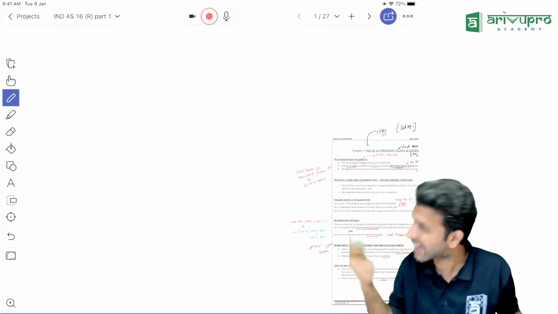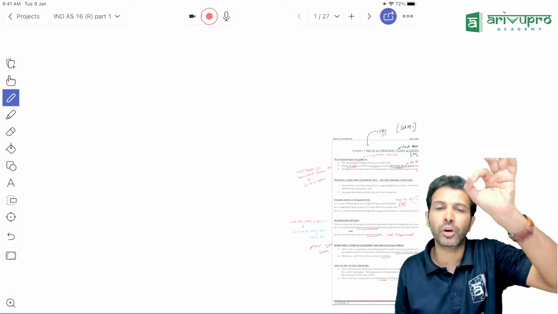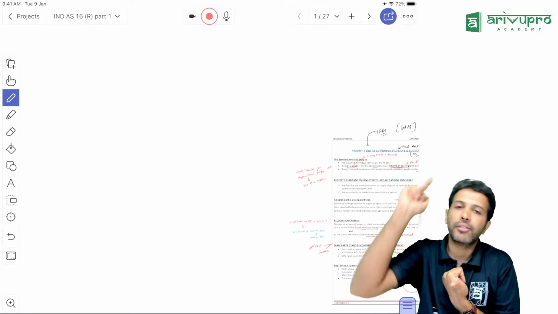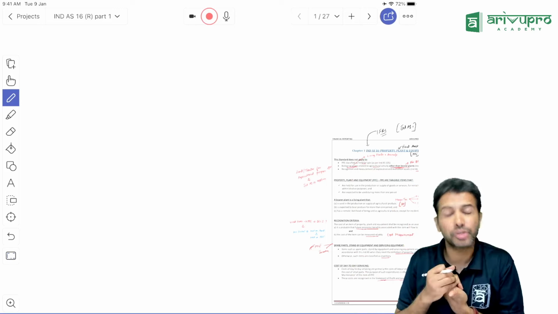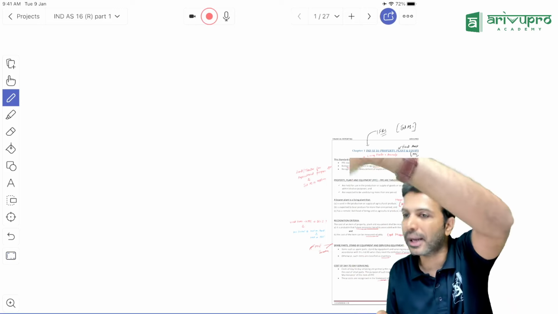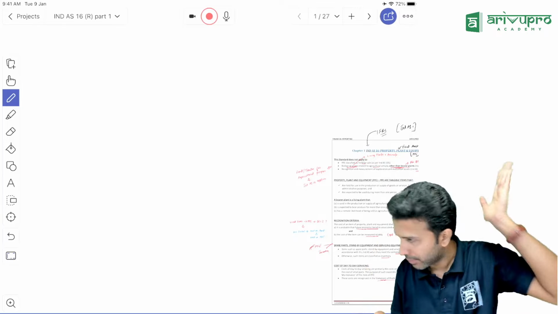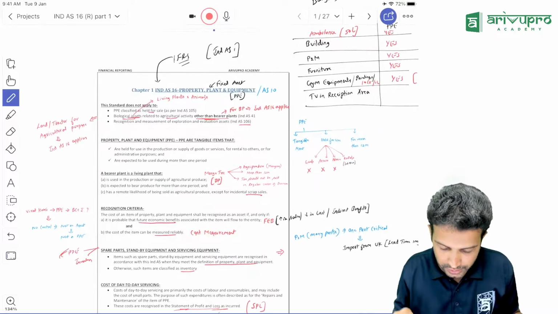Then we saw 2 recognition criteria, RC we will refer to it as. What are the 2 RCs? FEB and cost measurement. FEB means from the PPE, the entity should be anticipating to get some future economic benefits. Second one, the cost of that PPE, you should be able to measure it reliably. Okay, that we saw.